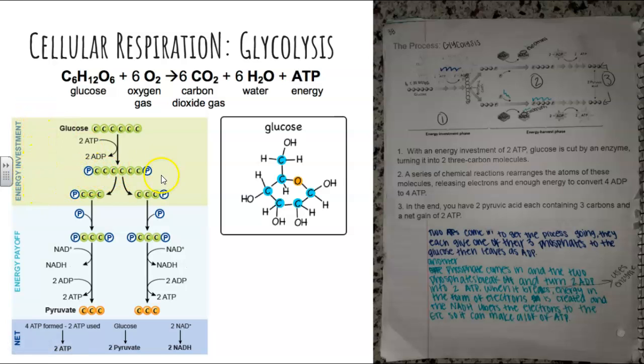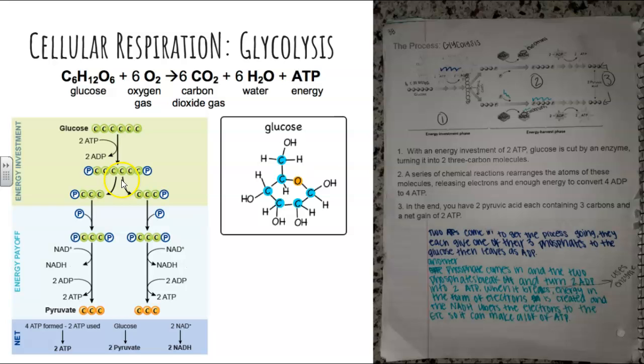So now I have 6 carbons with a phosphate on each side, and an enzyme comes in and cuts the molecule right here. So I have 3 carbons and a phosphate over here, and 3 carbons and a phosphate over here. And remember, an enzyme is going to lower the amount of energy required for a reaction to take place.